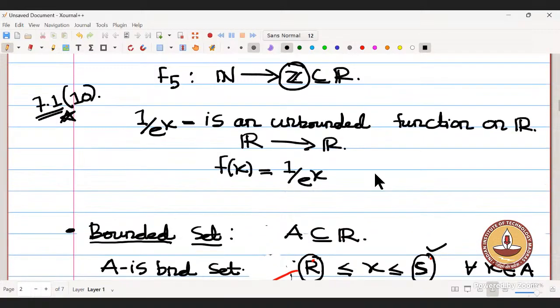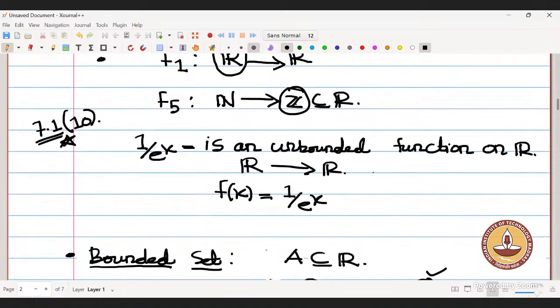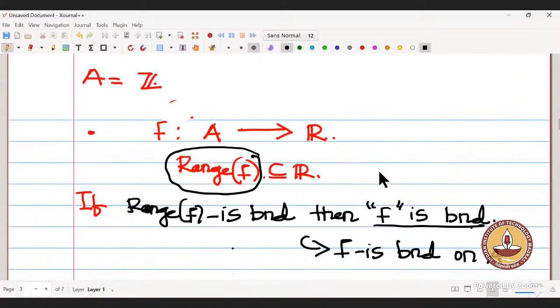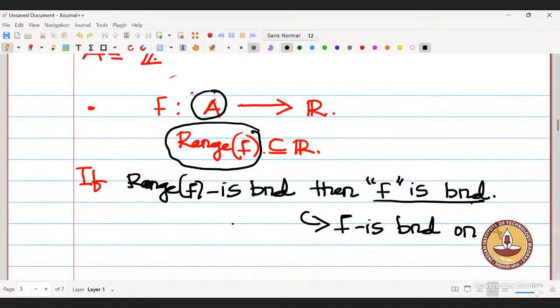So here it's written, F is an unbounded function on R. Since the domain of the function is R, that's why this R is coming here. So when my function is from A to R, and it's a bounded function, then I write F is a bounded function on A. A basically represents the domain of the function. Any doubt till now regarding the definition of the bounded function?